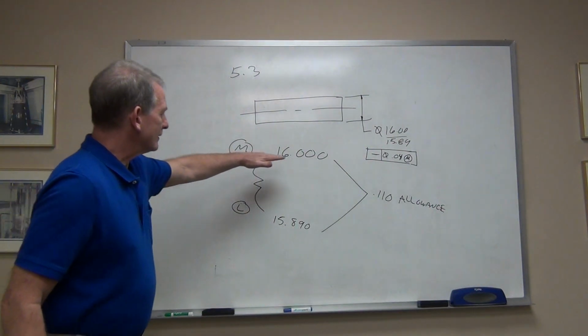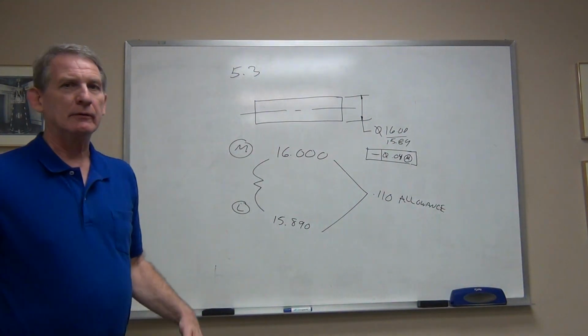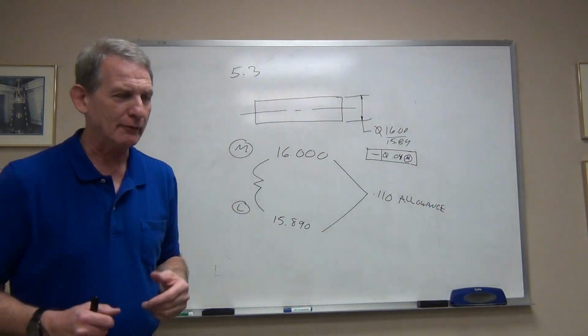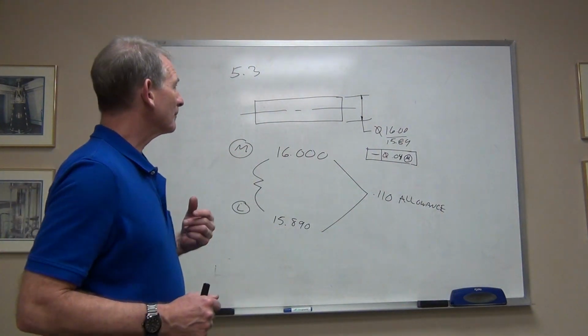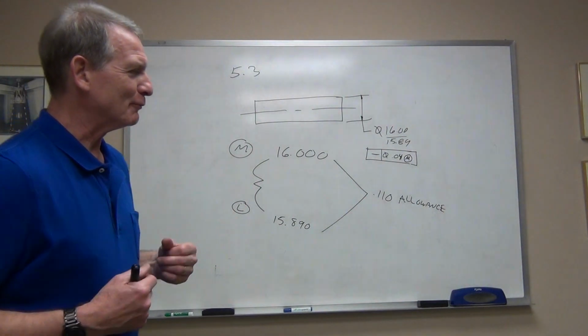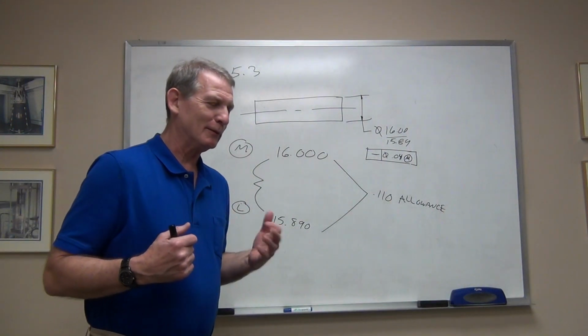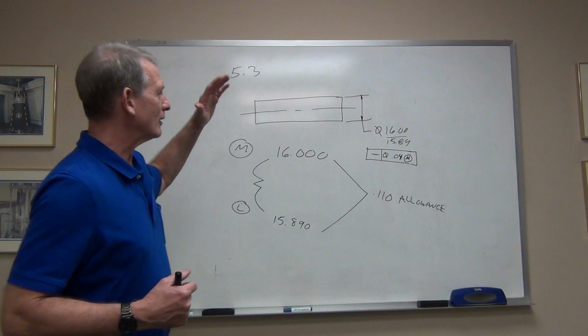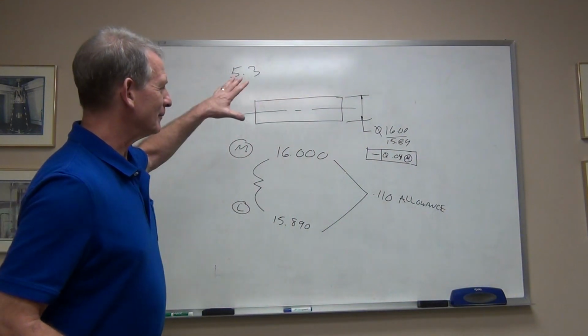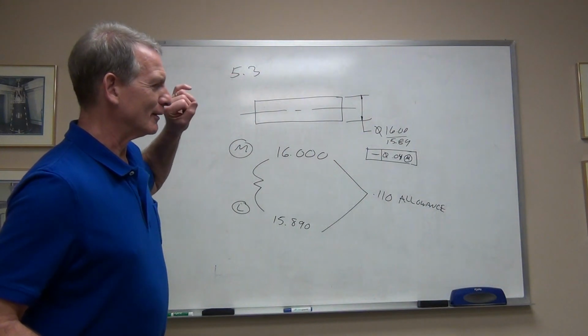How do we know that this is the maximum material condition limit, the 16? Well, it's a male feature. It is a shaft. I guess in one regard, doing this on video is a little bit better than in a classroom, because whenever I talk about material condition and shafts and holes, I get an undercurrent of giggles.